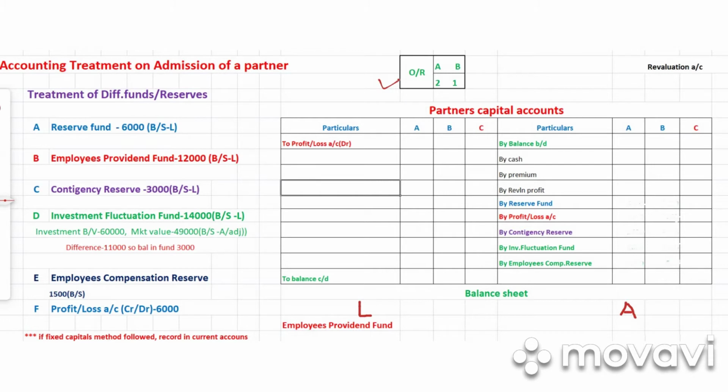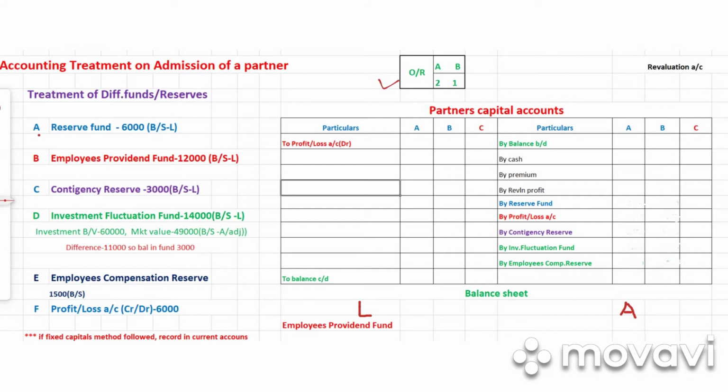On the left hand side you can see the items A, B, C, D, E, F: reserve fund, employees provident fund, contingency reserve, investment fluctuation fund, employees compensation reserve, profit and loss account, debit or credit balance, like that it is given. On the right hand side you can see normal partners' capital accounts in columnar form. A, B, C, all the three partners are there with some common items. Most of the items I have written for your easy reference. Now let us start the items one by one.